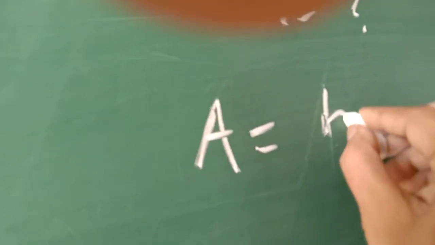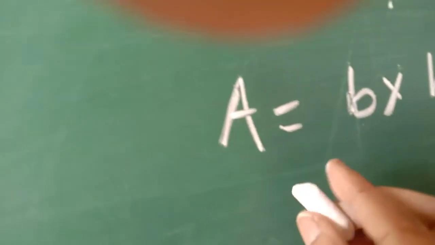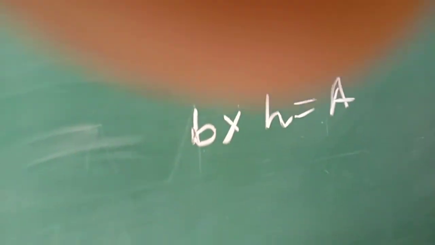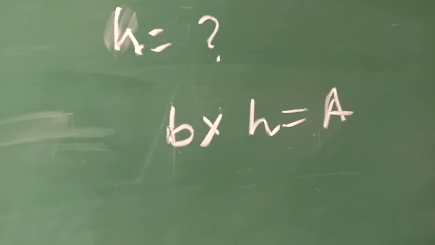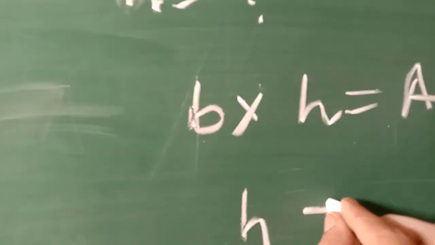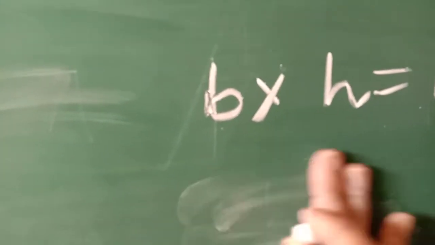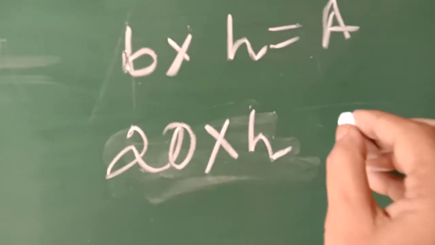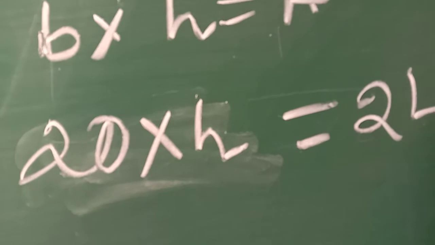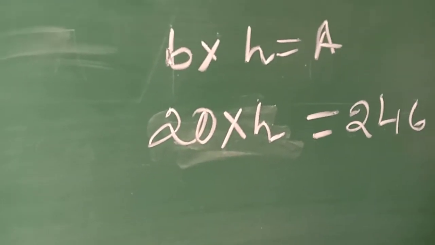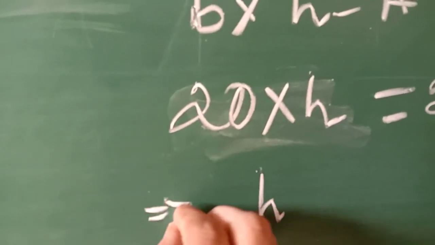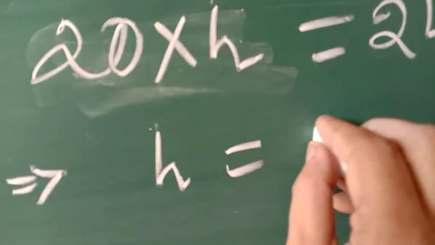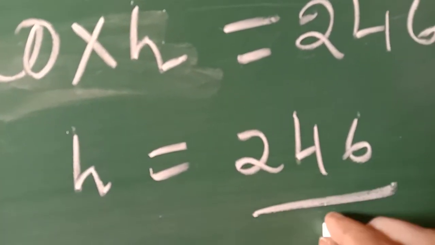Area of a parallelogram is equal to base into height. So base into height is equal to area, I can write in this way also. Now put the values. Base is equal to 20, height we don't know, and area 246. So 20 into h is equal to 246, so h is equal to 246 by 20.